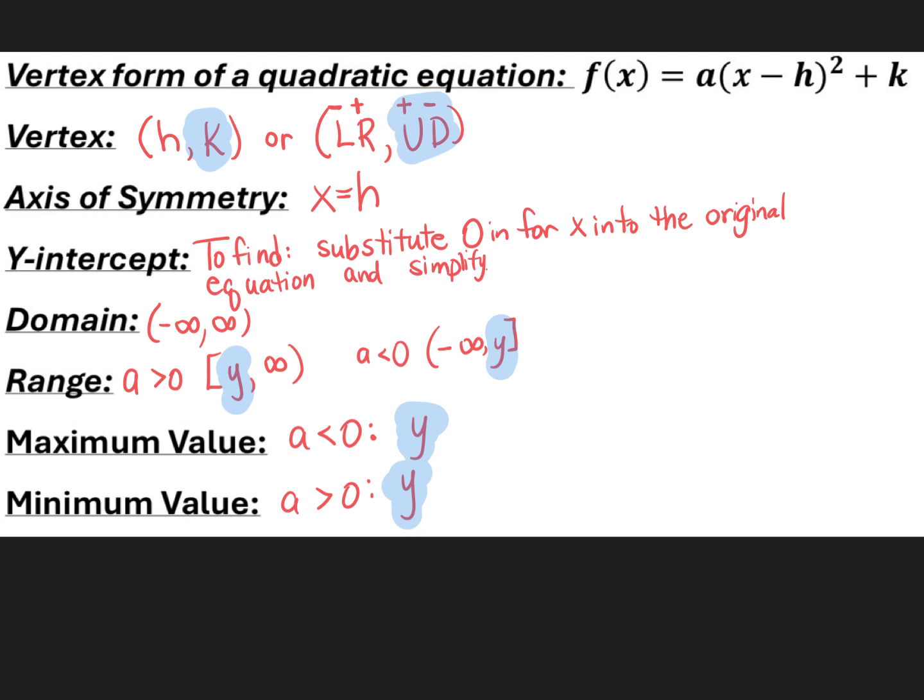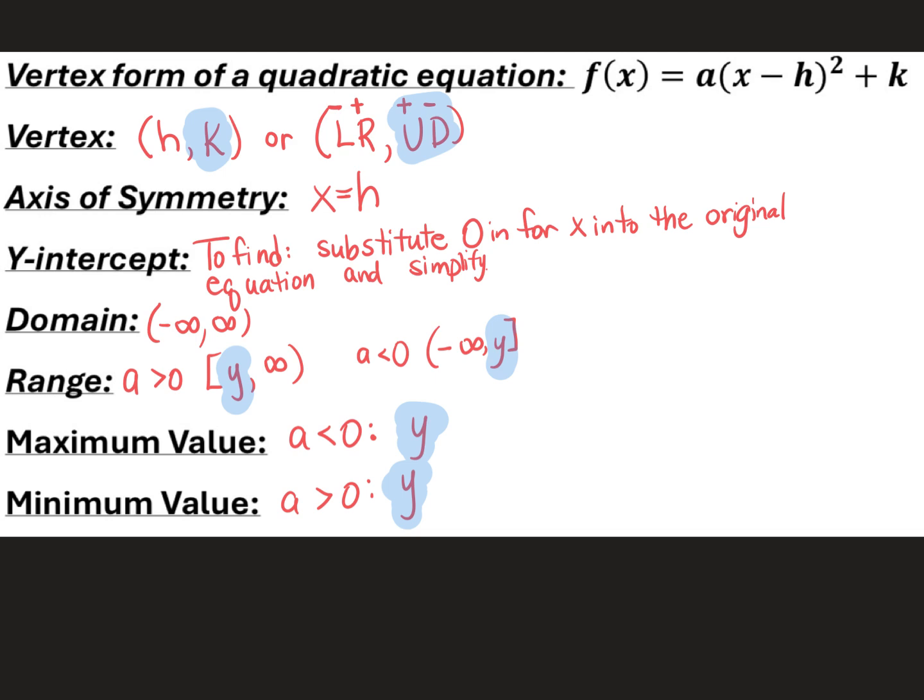The axis of symmetry is x equals. I did not point it out on the last slide: the axis of symmetry is a line. It's a vertical line. So you have to have x equals whatever your h value is, whatever x is in the vertex. The y-intercept is not as easy in this form because it's just not.